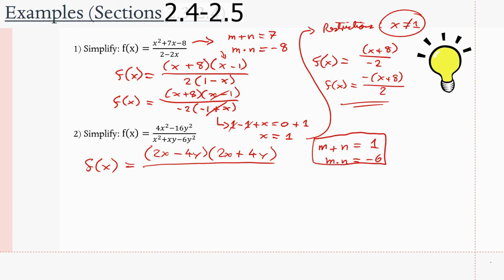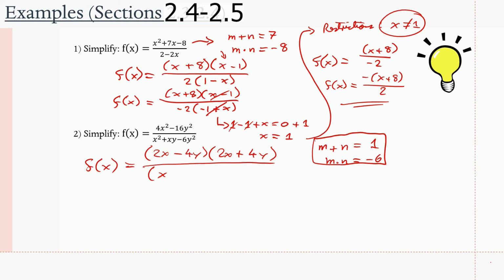So what are those numbers? Now, since we have two variables, we're going to put them in a little bit of a different form. We're going to put them in the form of x plus my and x plus ny, so we can get that y squared over here and that xy in the middle. So the first number, m.